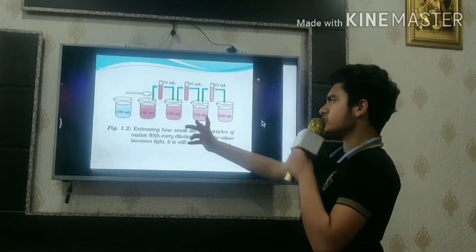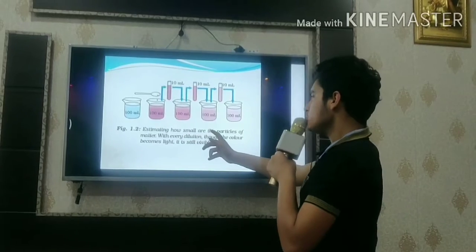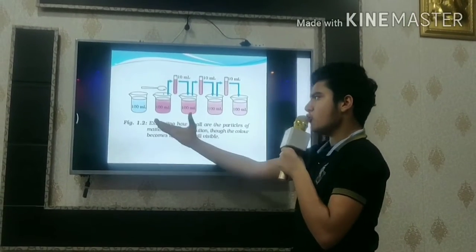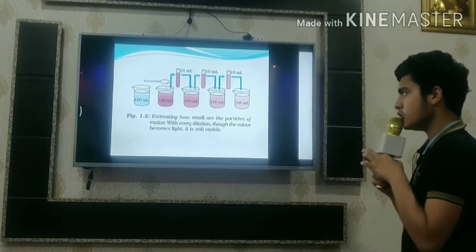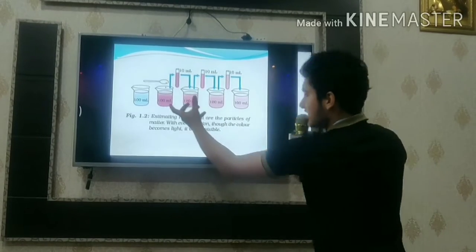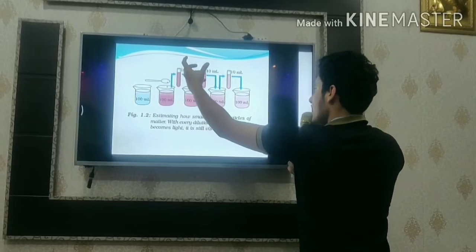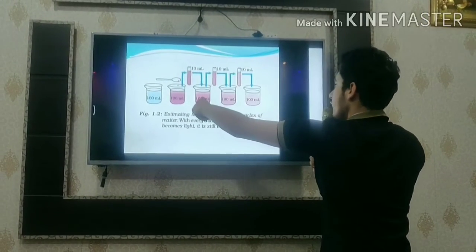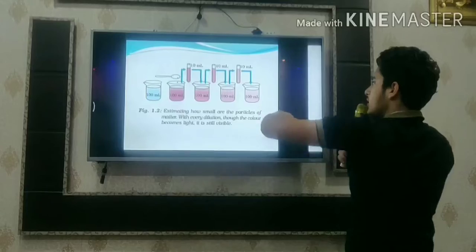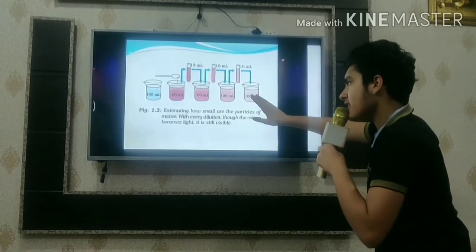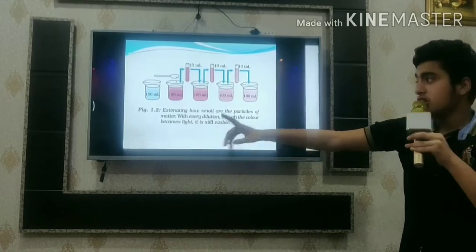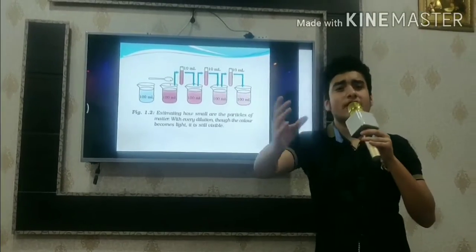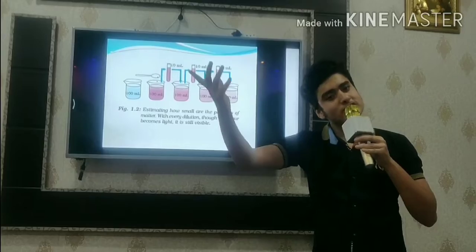So, this is a process to show how small the particles of matter are. A person took 100 ml of water and put in some crystals of potassium permanganate, then took 10 ml of the solution and put it in another 100 ml of water, and kept diluting. The color became lighter, but the particles remained divisible. This shows how small the particles of matter are. So let's move to the next topic.